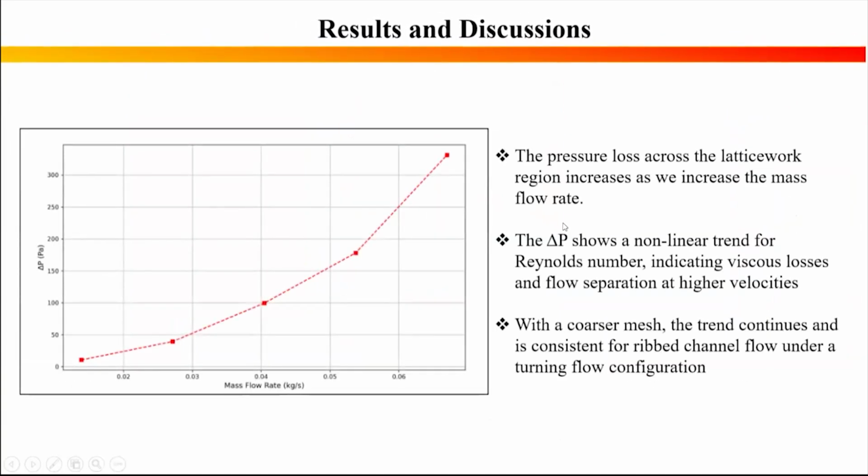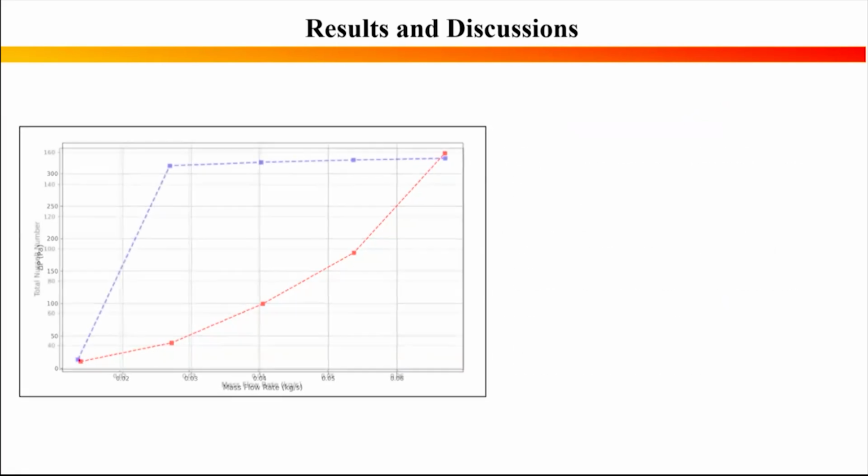Now let's come to the basic results and discussion. Here we can see that the pressure loss is increasing in the lattice work region as we increase the mass flow rate, and the change in pressure shows a non-linear trend with Reynolds number, which indicates some viscous losses and flow separation occurring near boundaries with higher velocities. Also, this is a coarse mesh, and if we refine our mesh further and further, we will tend to get the same physical results with more accuracy.